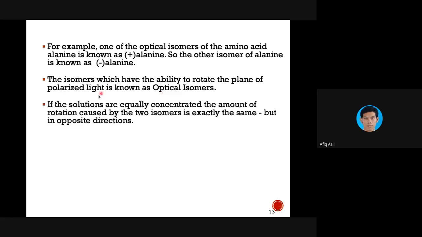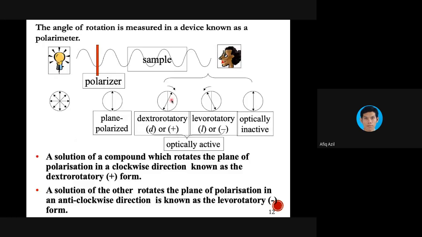And then if the solutions are equally concentrated, the amount of rotation caused by the two isomers will be exactly the same, but in opposite directions. That means if your sample can rotate to the left and to the right with the same strength, meaning the angle of rotation is the same, it infers that your sample contains equal amounts of the positive and negative optical isomers.